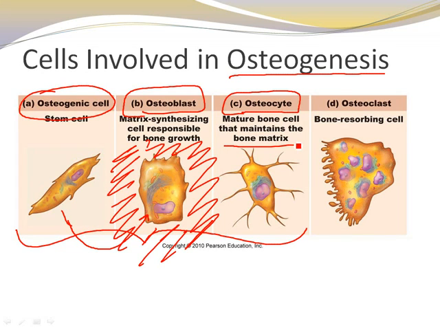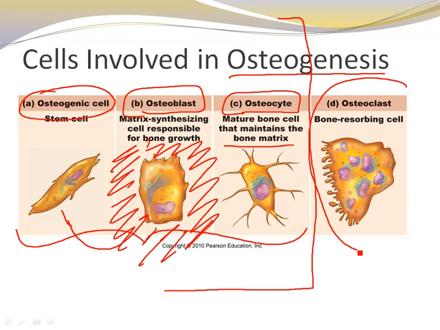Their job at that point really is just to maintain the bone matrix that's surrounding them. You know, sometimes that bone matrix wears out and it has to be replaced, and that's what they do. Okay, so those three cells are related to each other, and then these cells are a different type of cell called an osteoclast. Those are bone resorbing cells, and these cells dissolve the bone matrix.